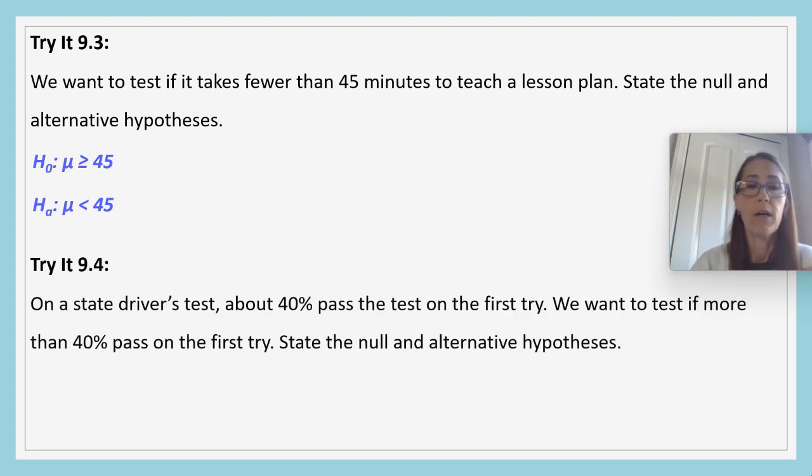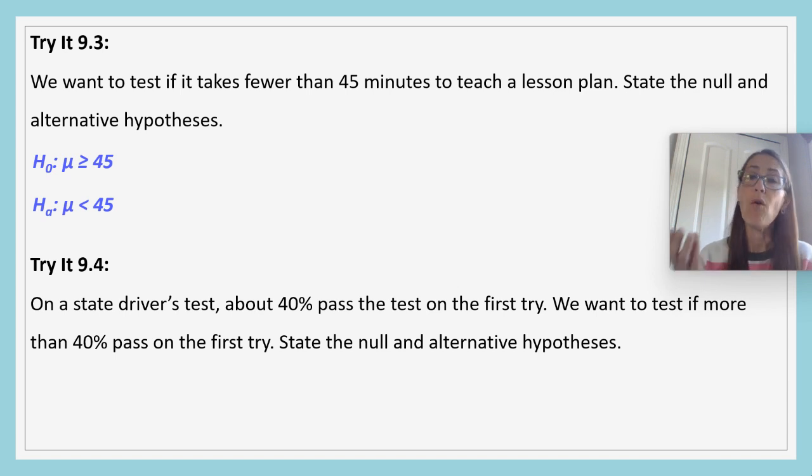Try it 9.4. On a state driver's test, about 40% pass the test on the first try. We want to test if more than 40% pass on the first try. State the null and alternative hypotheses. Sometimes I think it's tricky to know if your null hypothesis is going to have a greater than or equal to, or what you're going to do. So read the problems carefully, and just decipher the words, right?